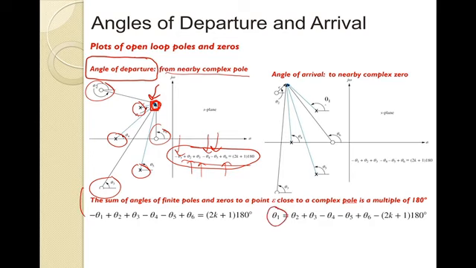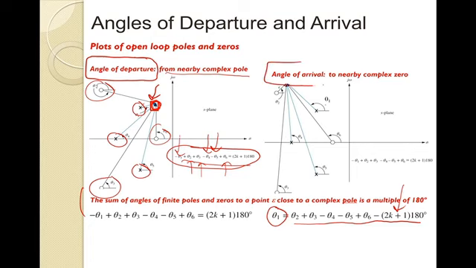What is the angle of departure from that one pole, theta 1, to that test point? I can actually solve for theta 1 given the other pole and zero locations, knowing that I also have that criteria of a multiple of 180 degrees. And so that will be this angle of departure.